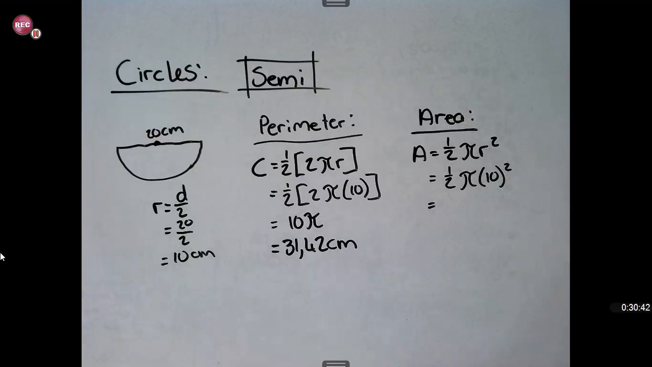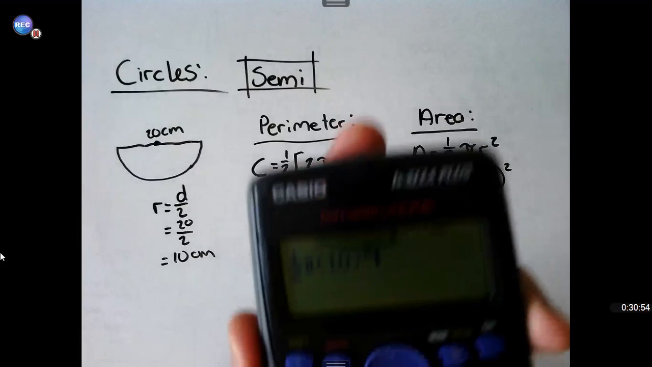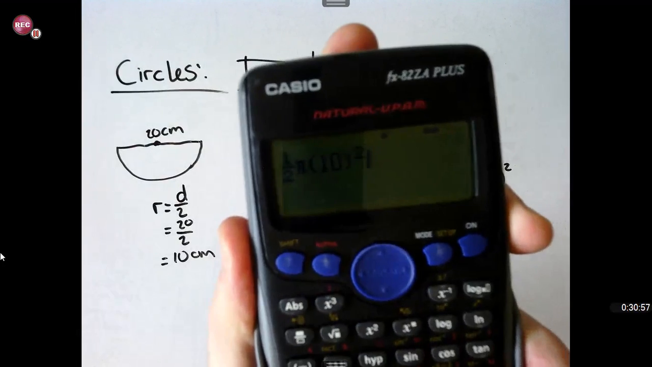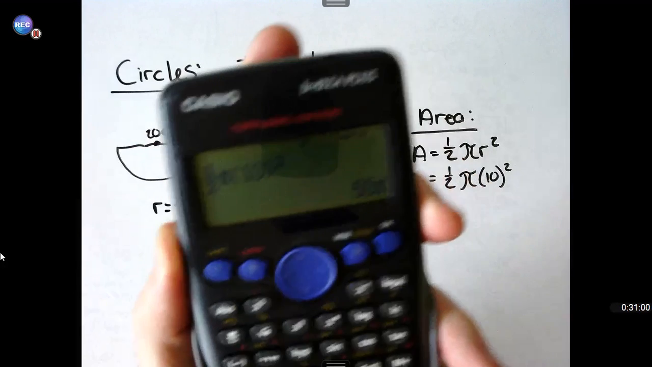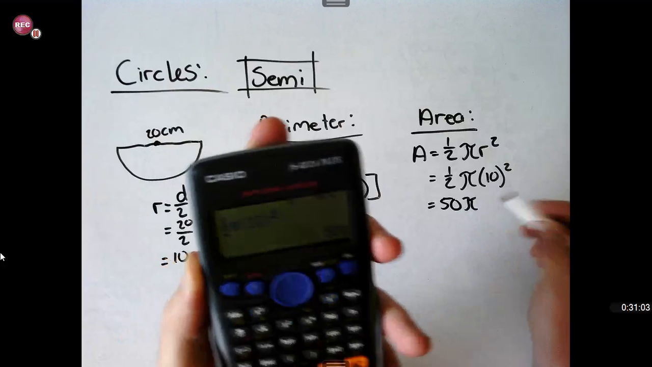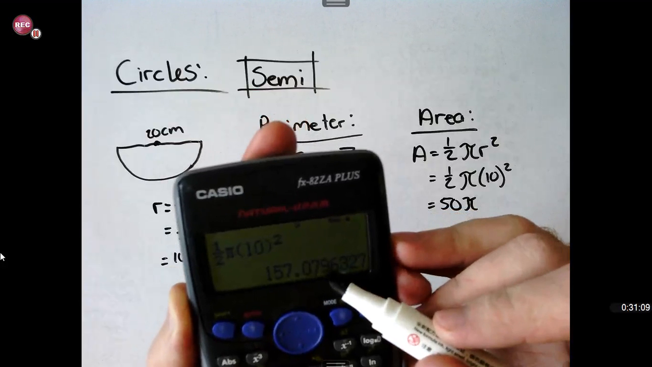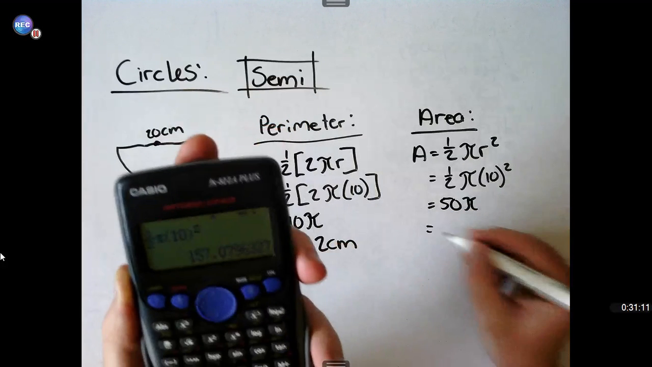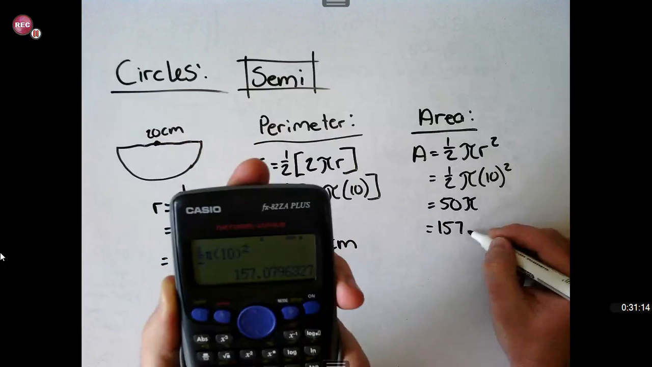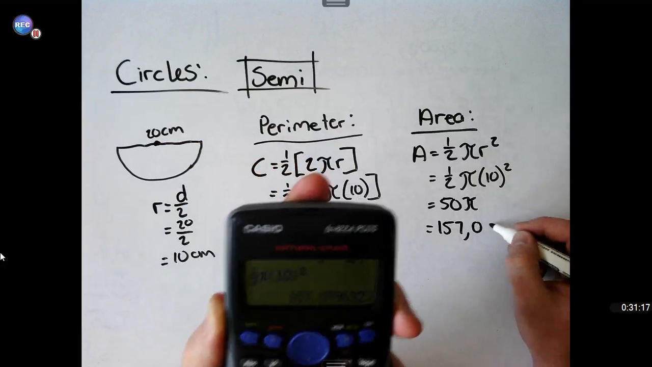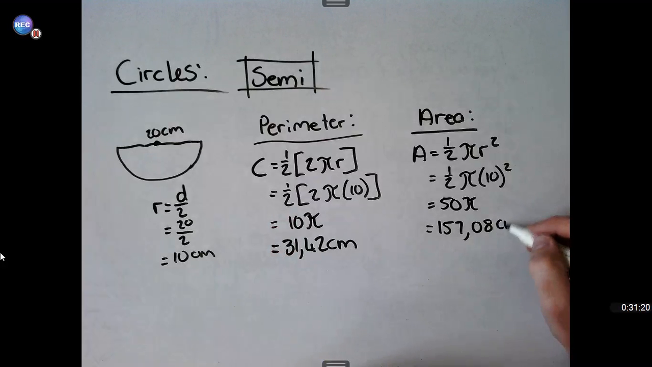Let's put that into the calculator. So you have a half times pi, and then times 10 squared. So it should look like this after I've put it in. When I press the equal sign, it should give me 50 pi. And when I press the SD button, it should give me a decimal. So again, the third decimal is a 9, so we're going to round up the second one. So my final answer should be 157.08. And that would be centimeters squared, because we calculated area.